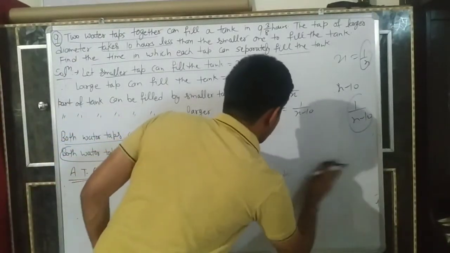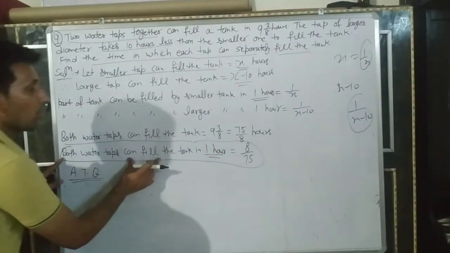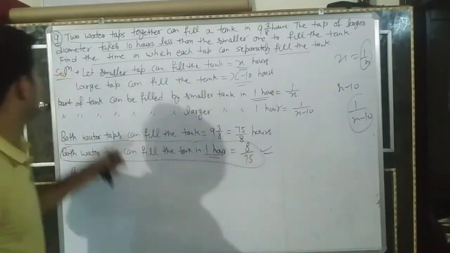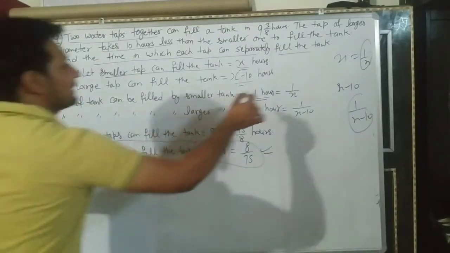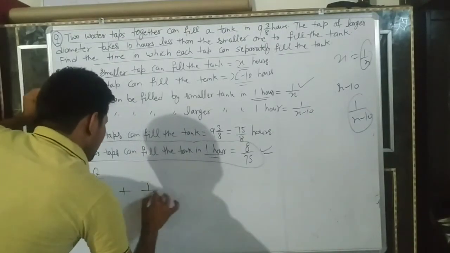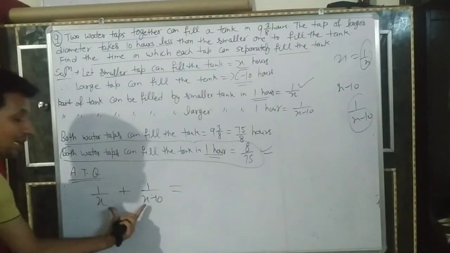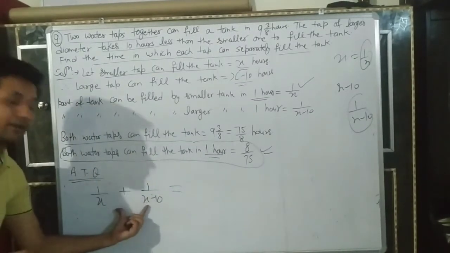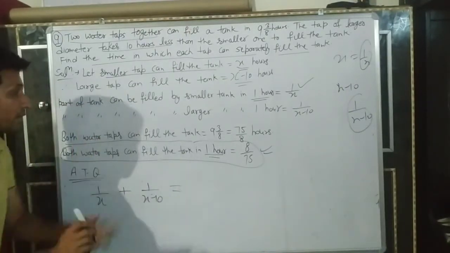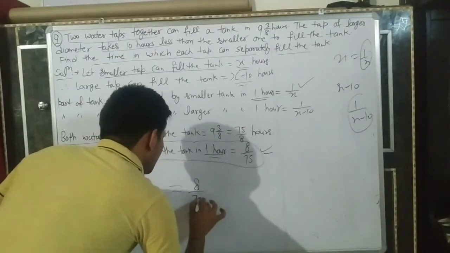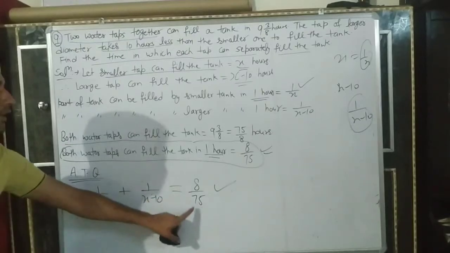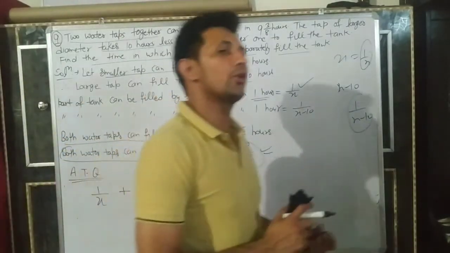This is the work finished by both of the taps in 1 hour. So we will write how much work is finished in 1 hour by the smaller, 1 upon x, plus 1 upon x minus 10. This is the total work finished by the smaller and larger tap in 1 hour. And how much is it finished? 8 by 75. So you will solve yourself. What will we do? Take the LCM, make a quadratic equation, and find your answer yourself.